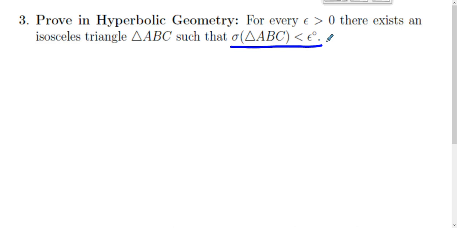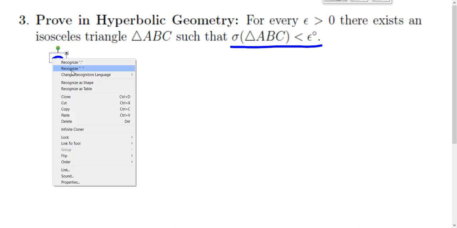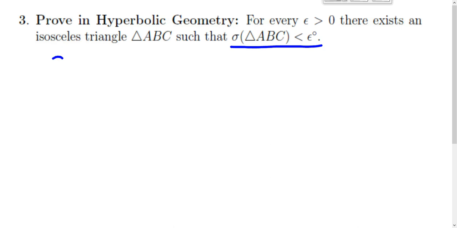is less than epsilon. Now think about that for a moment. In hyperbolic geometry, we can make a triangle whose angle measures are as small as we choose. Now that's wild.